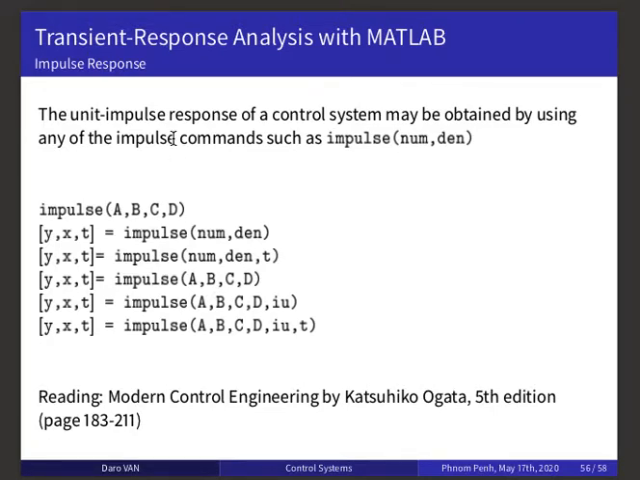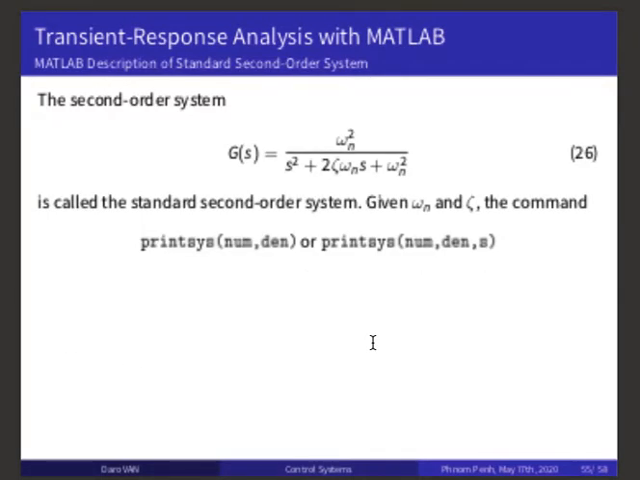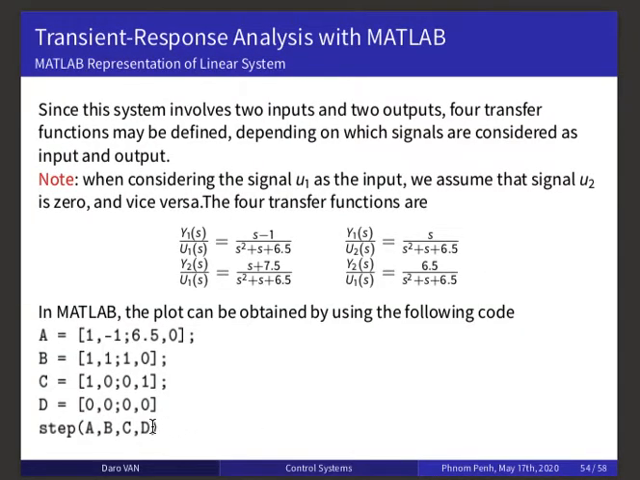And next, the unit impulse response of the control system may also be obtained by using the impulse command, and then specify the numerator and denominator. These are the commands that you should try. By the way, this is the number of inputs, IU. Like before, if there are 2 inputs, you should specify that the number of inputs is 2.